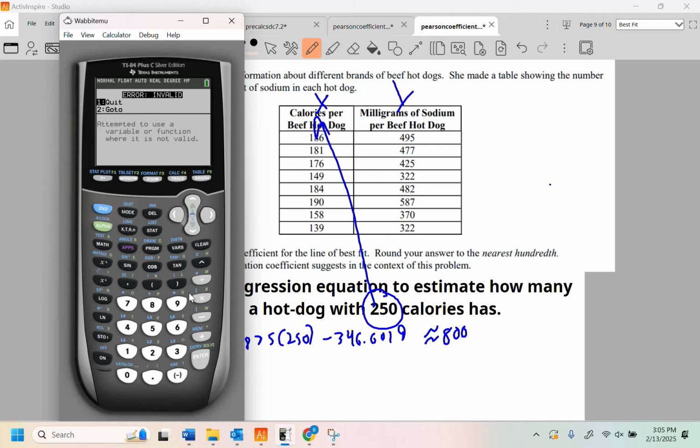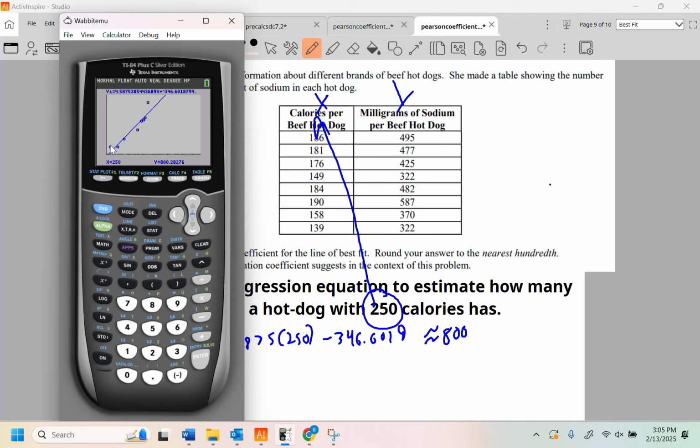It says invalid. The reason it says invalid is because if you look at your window, the window only went out to 195. If I want to plug 250 into this calculator, I probably need like a 260 as an X max and graph. So let's see what happens now. Second trace, value, which is choice 1, 250, and you see that 800 that I just had, it's right there.